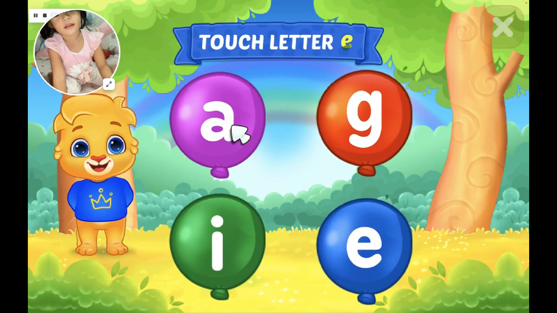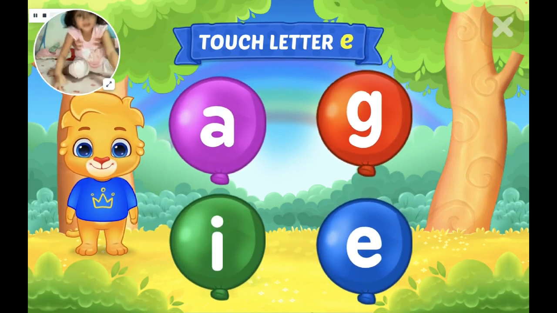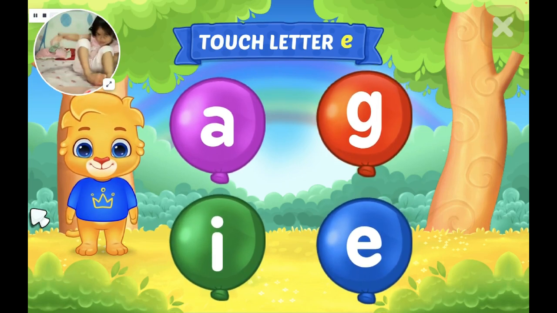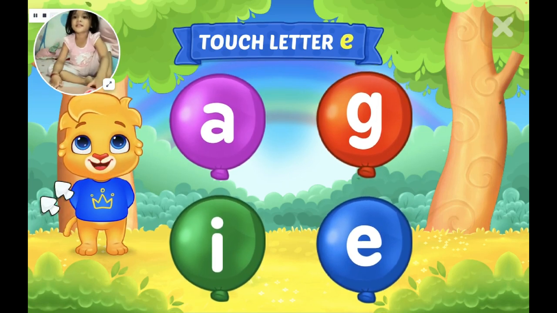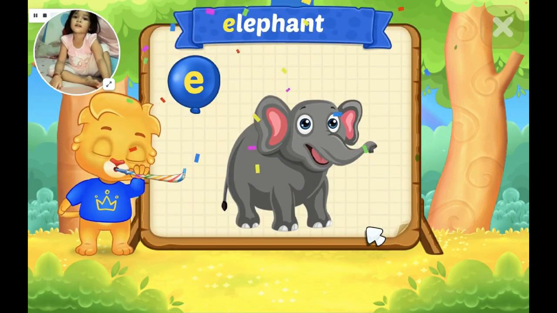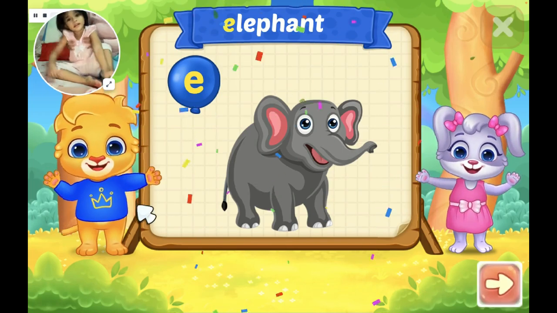Yes. Kita mau naik atas. No. E is for elephant.